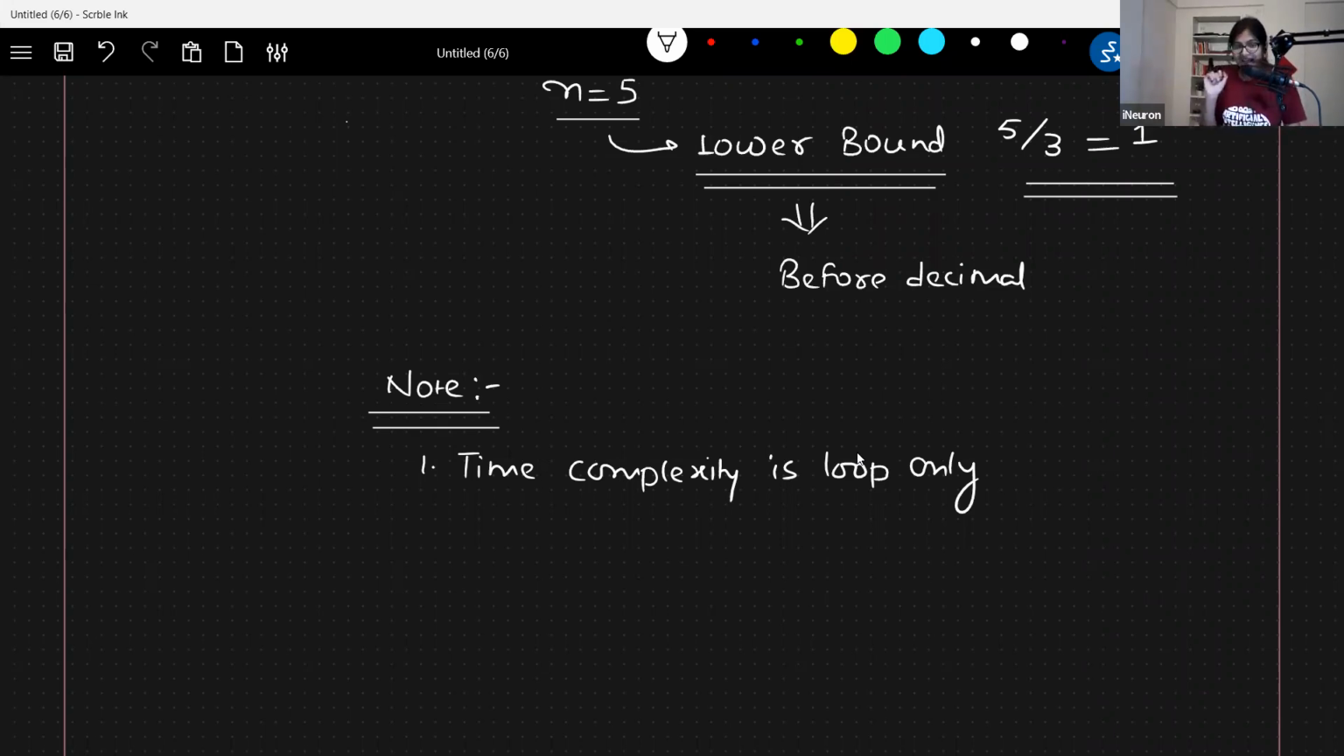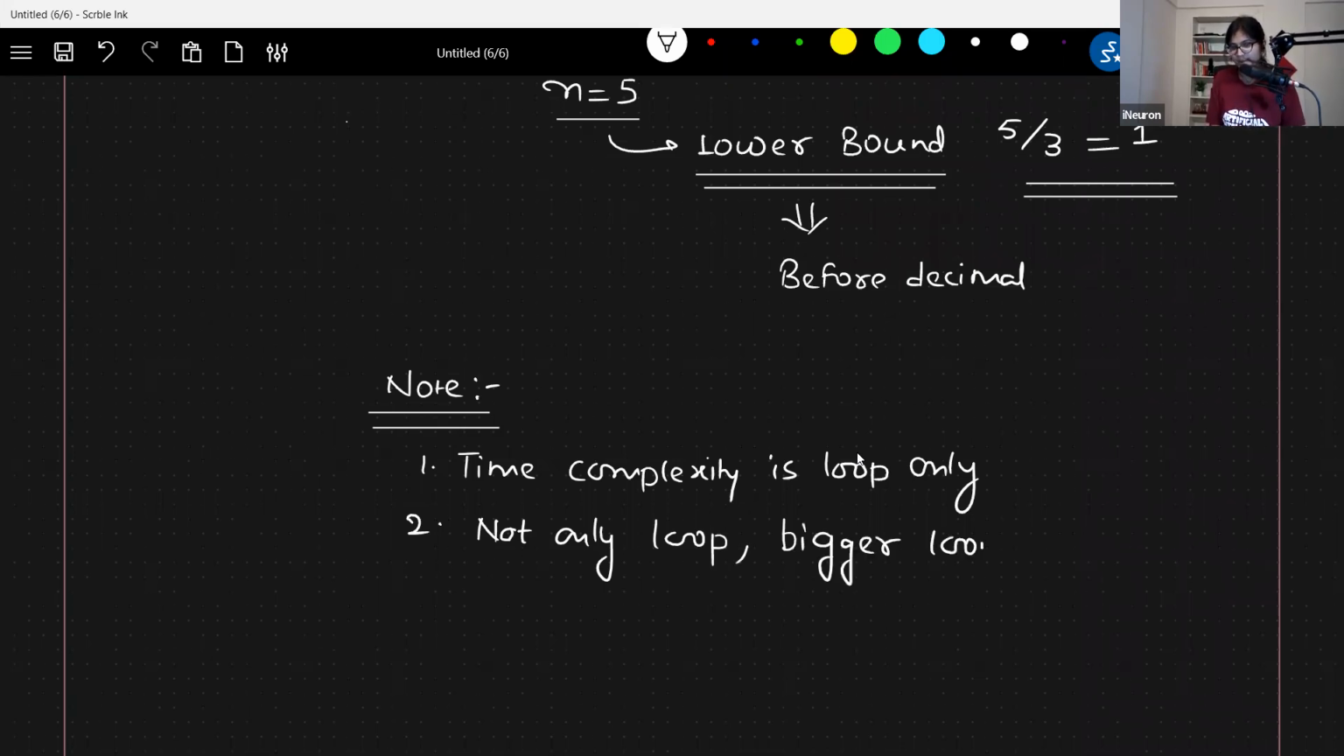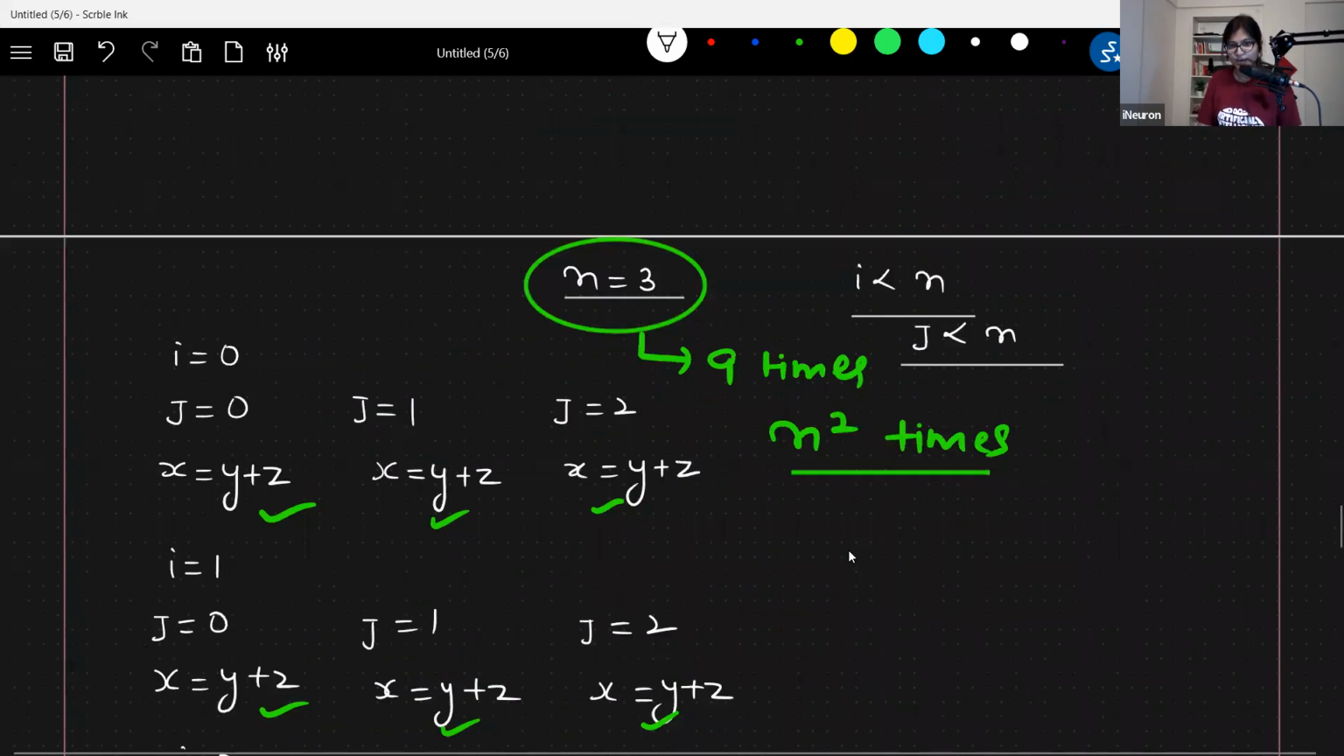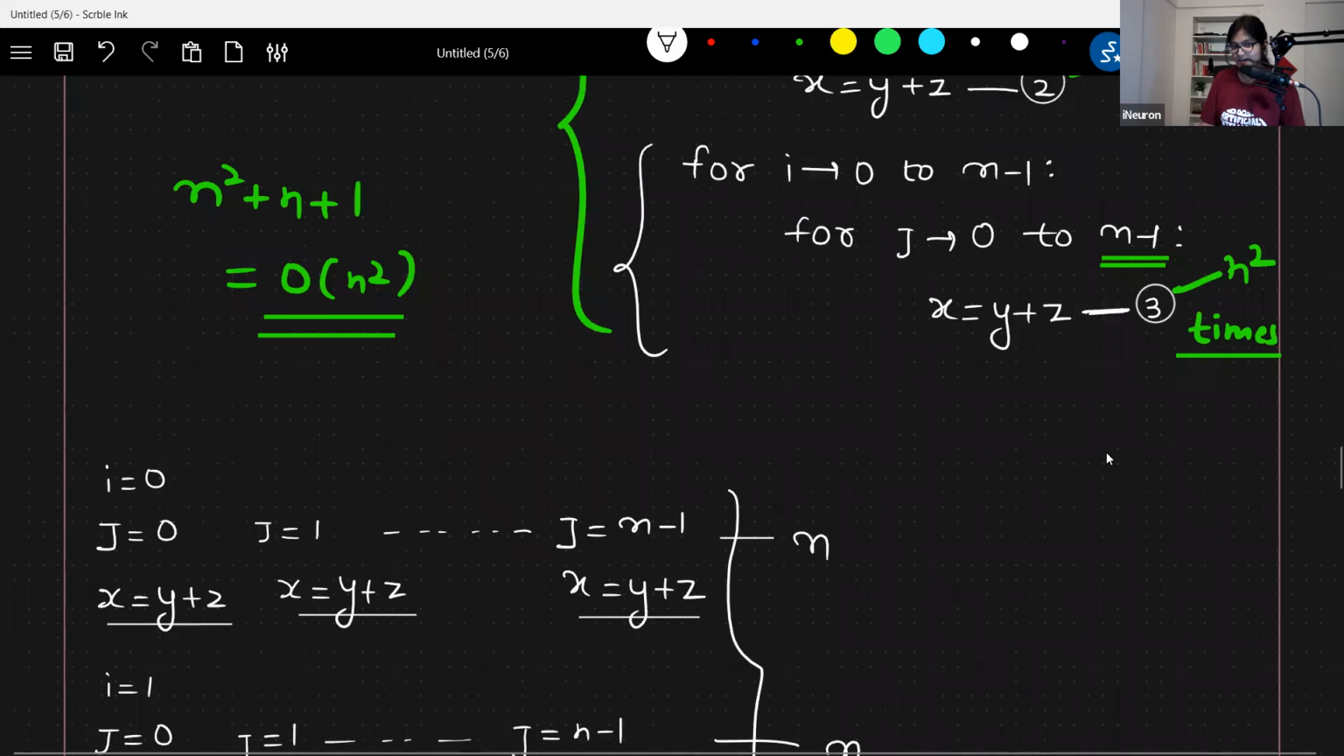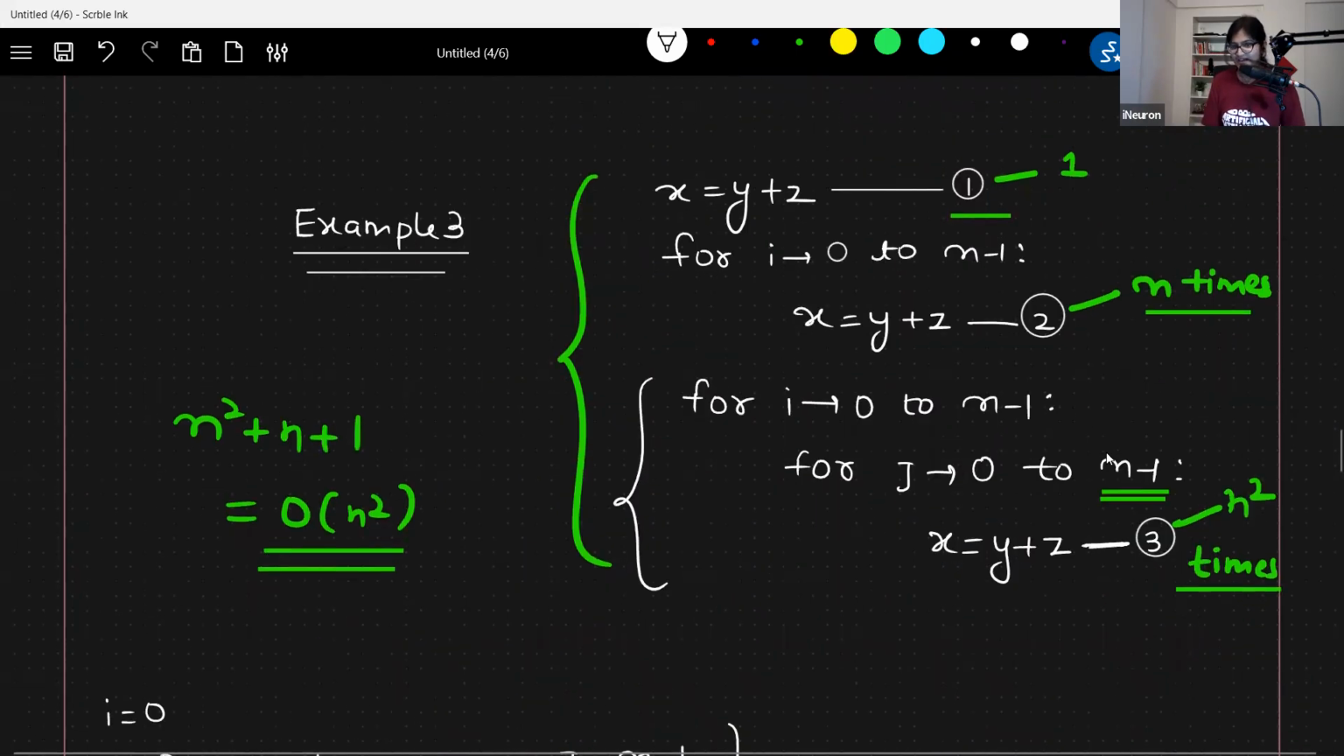And when I'm talking about loops, I'm also talking about a bigger loop. What does that mean? You remember that example where we got n square plus n plus 1. So n plus 1 is not that much concerned to me. Bigger loop is concerned to me, which is n square. That's why I was getting the value as big O of n square.